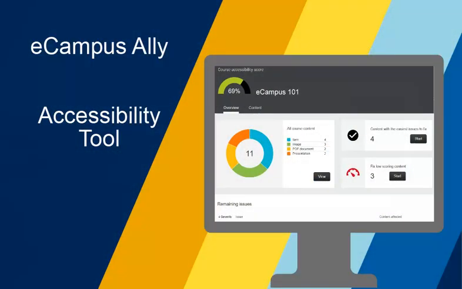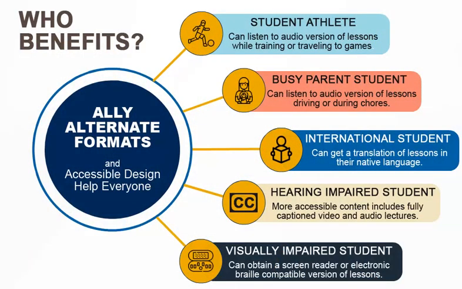Ally is an integrated tool in eCampus that can help make sure the content in your course is accessible to all your students. Whether a student-athlete or busy parent who would prefer to listen to reading assignments, international students who'd like a translation, or a student with a disability who needs to use a screen reader or captions, Ally can help you ensure the academic success of all students.